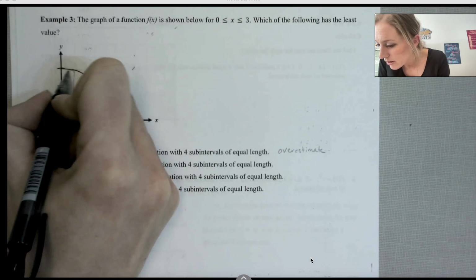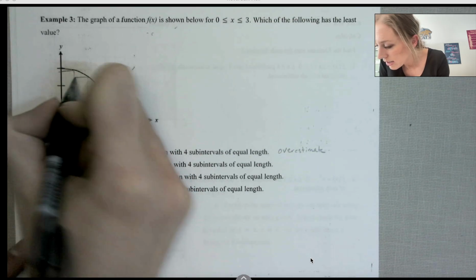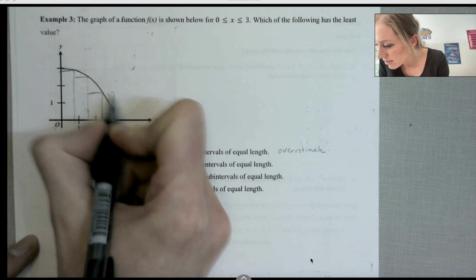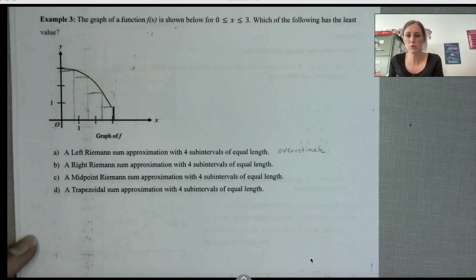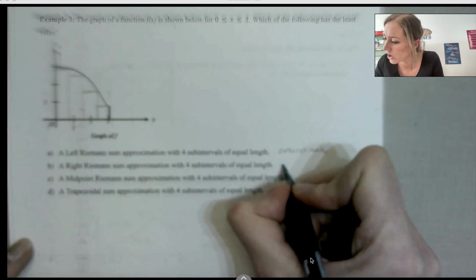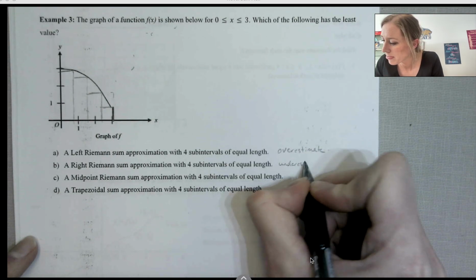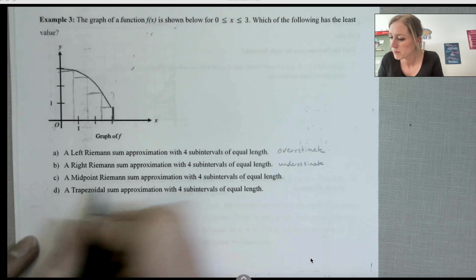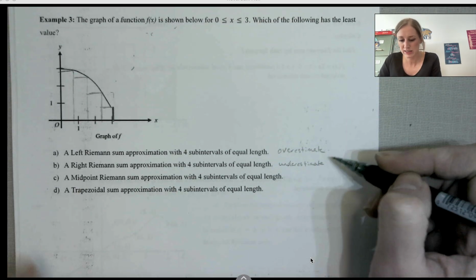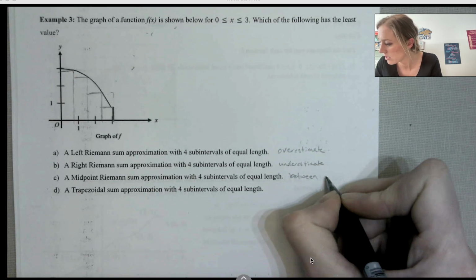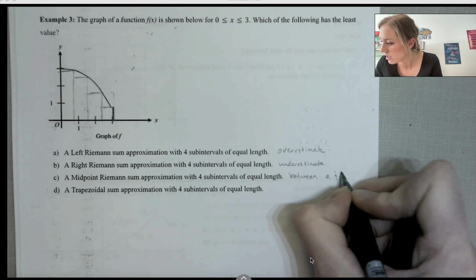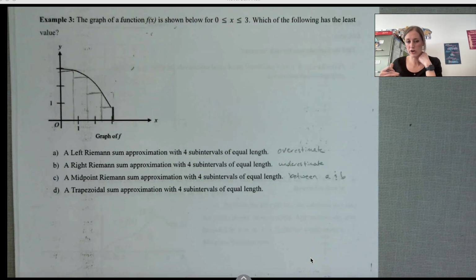Okay, now if I use the right heights, right, right, right, right. So these rectangles all fall underneath when I use the right height. So this is an underestimate. So remember, midpoint is always between the left and right. So far, B is my least value because it's going to be underneath.